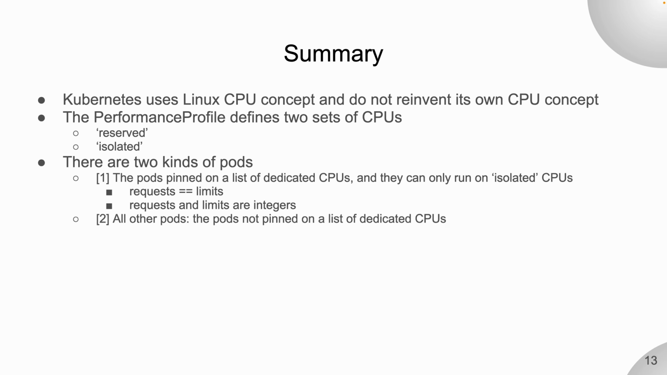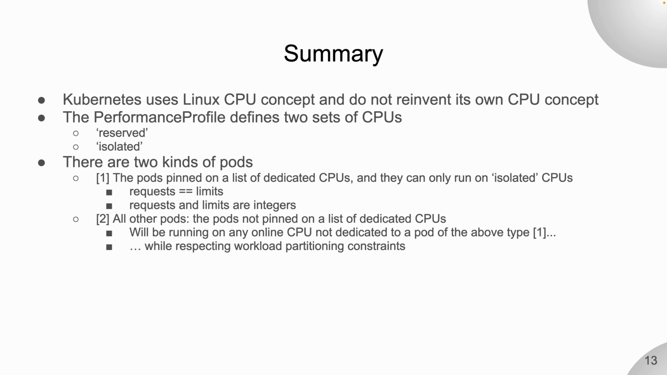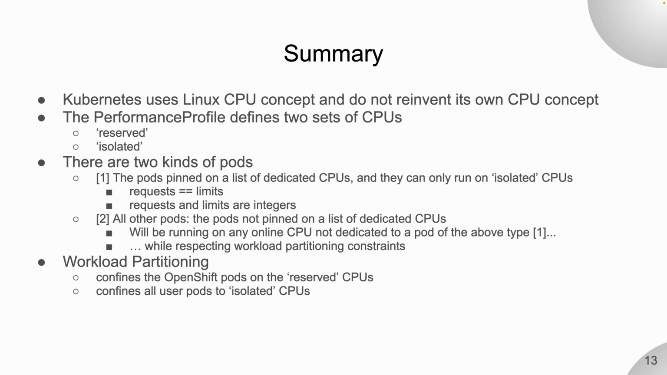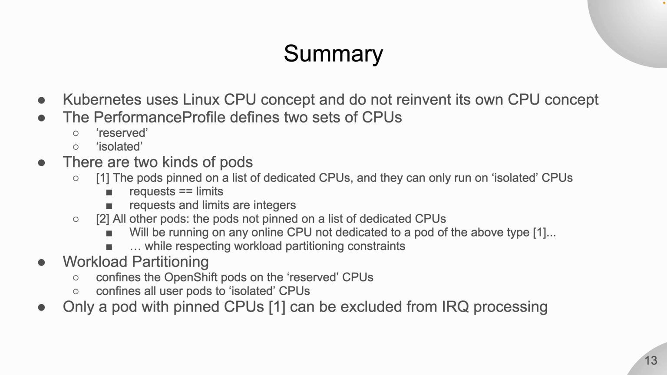All other pods, the pods which are not pinned on a list of dedicated CPU, will be running on any online CPU not dedicated to a pod of type 1. And they will also respect workload partitioning constraints, meaning that the OpenShift pods will run on the reserved partition, while the user pods, the CNF pods, are going to run on the isolated partition. Finally, only a pod with pinned CPU can be excluded from IRQ processing as long as it has the proper annotations.